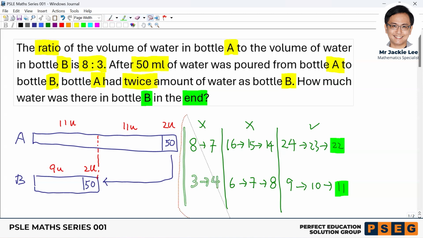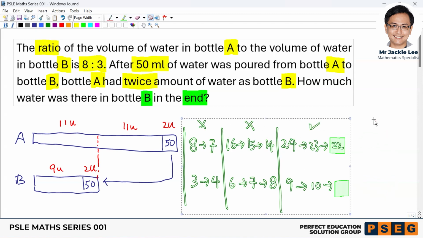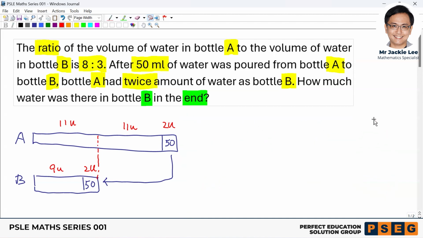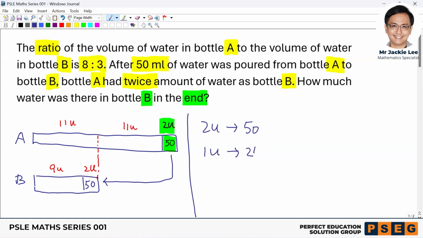Let's start the calculation now. We start from this one as our starting point. 2 units is 50. So obviously 1 unit is 50 divided by 2, which is 25.